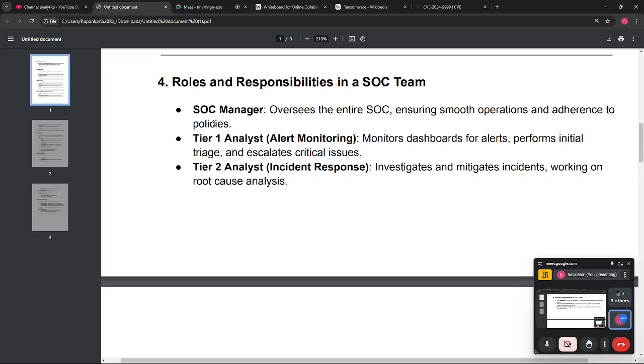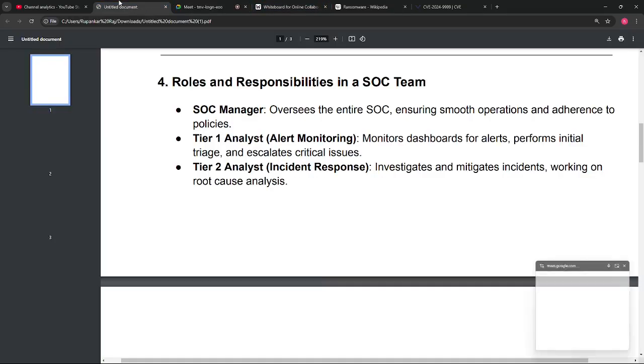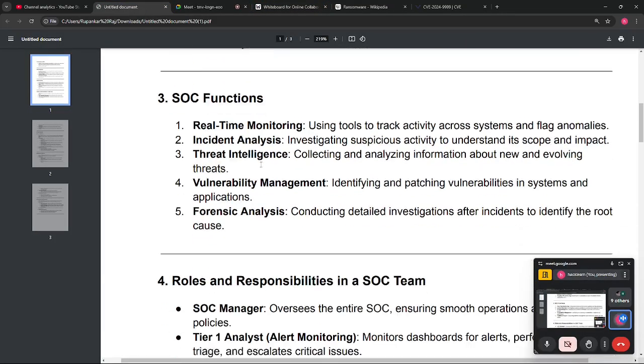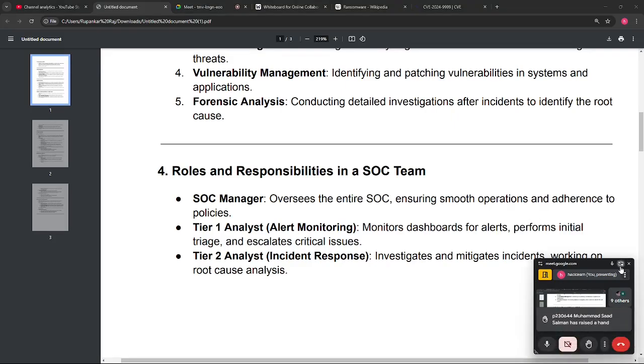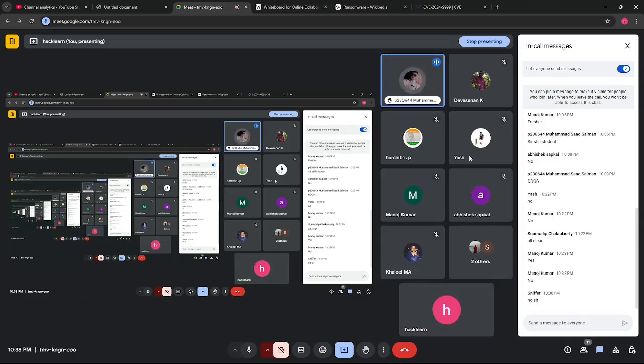And after that, okay, so let me switch to questions. Does anyone have any questions regarding anything before this, where we discussed SOC functions? Yes, do you have any questions regarding SOC functioning? In a company there are two teams, one is the blue team and the other is the red team. In which category does the SOC lie?